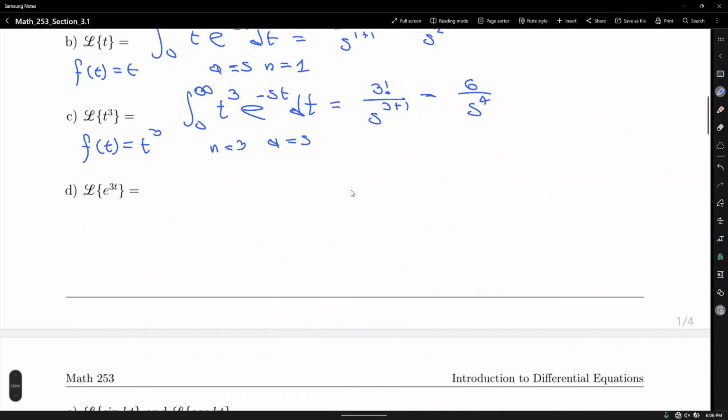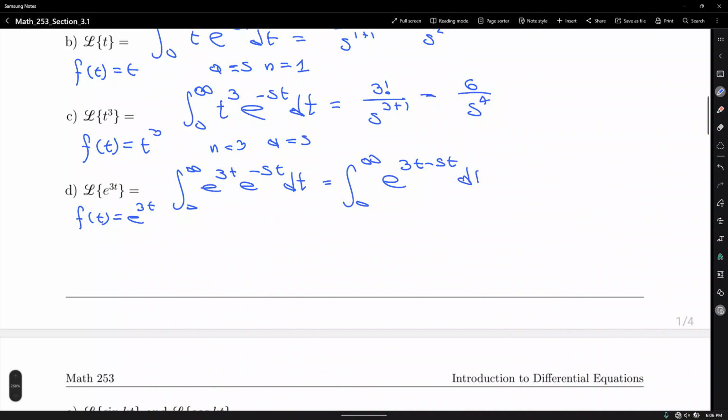For this one, I'll have to do the improper integral. In this case, f of t equals e to the 3t. That's the integral from 0 to infinity of e to the 3t times e to the negative st dt. Well, in this case, we have a product of exponentials. I'm going to combine them into one single exponential. That equals the integral from 0 to infinity of e to the 3t minus st dt.